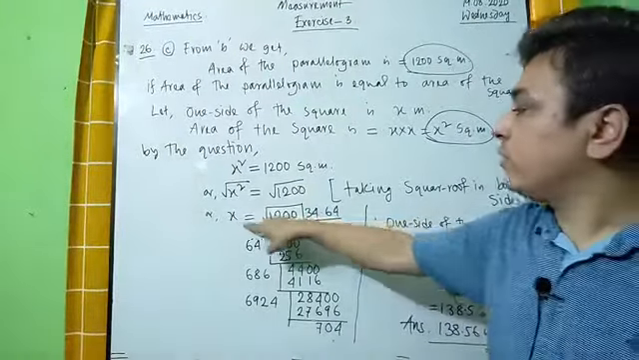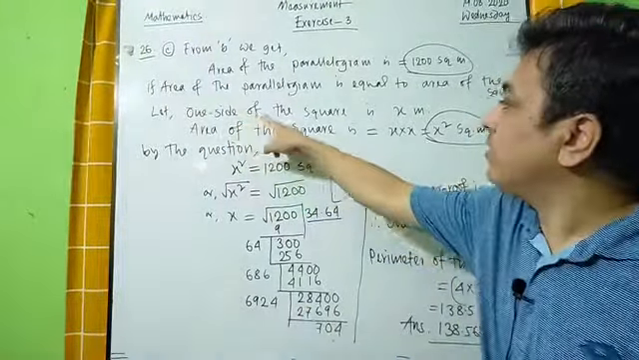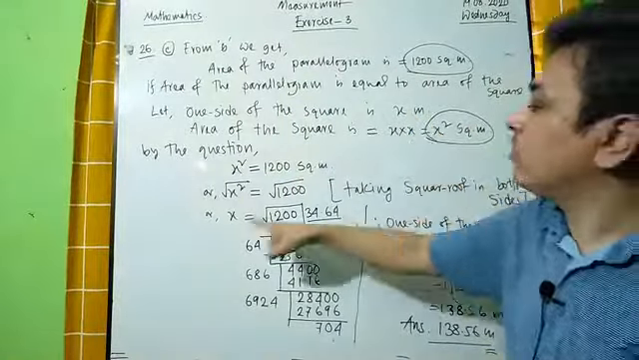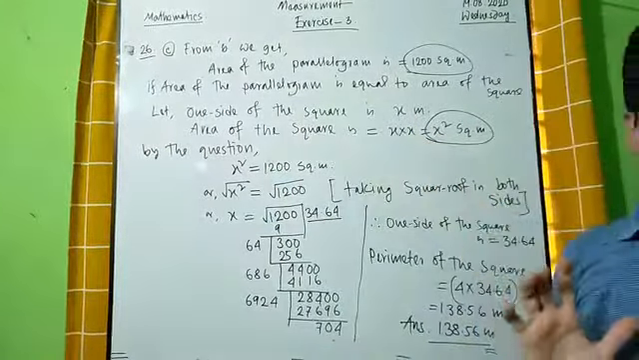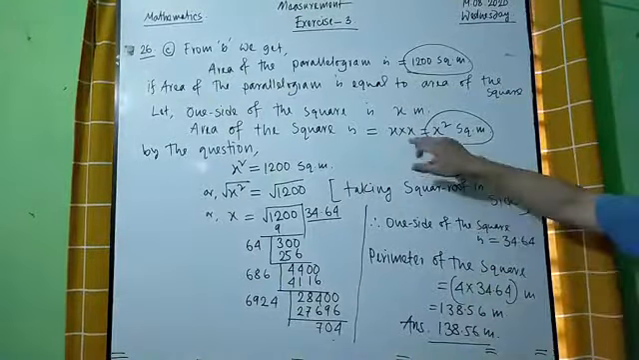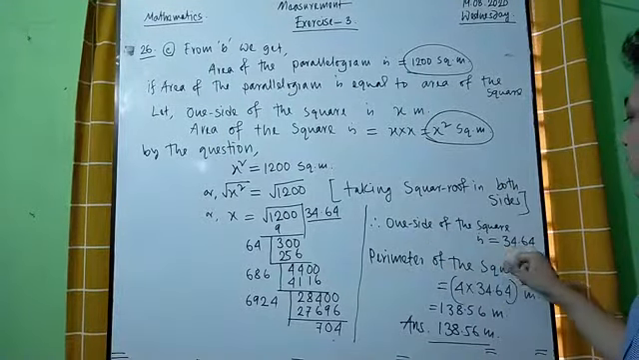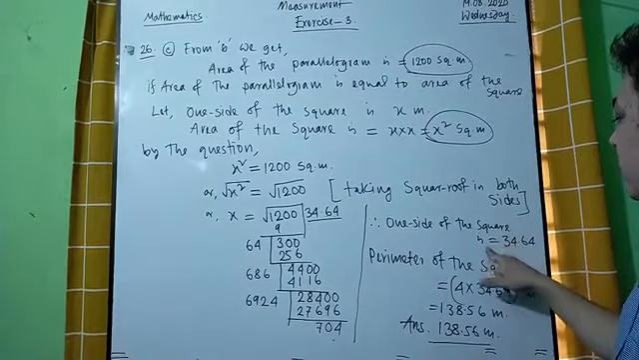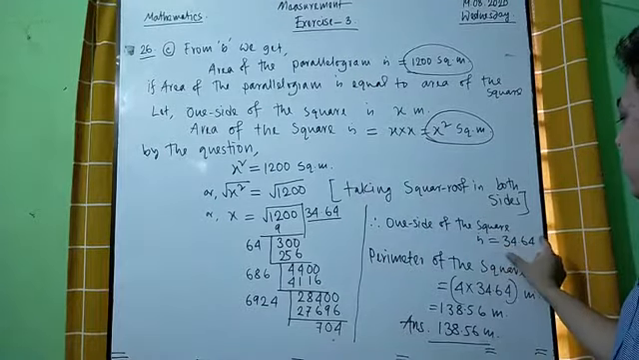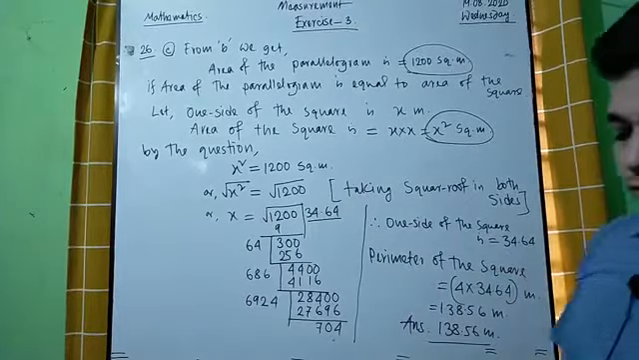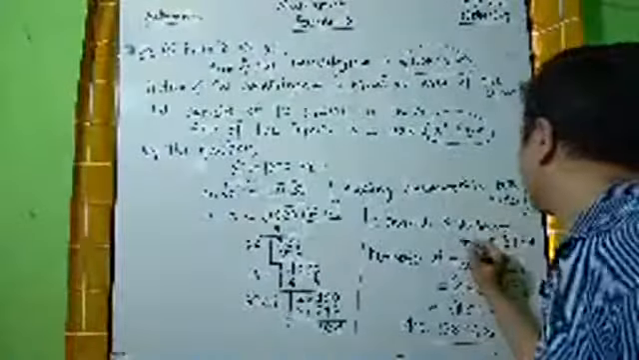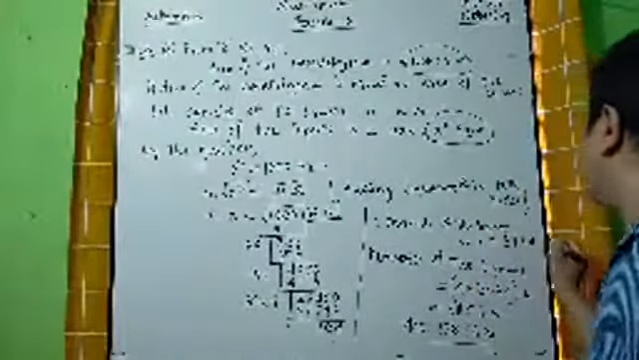It is one side of the square, because look at that, one side of the square is x meter. So x means one side of the square. So the value of one side of the square is 34.64 meter. It should be meter here. Or you can write x equals 34.64 meter.